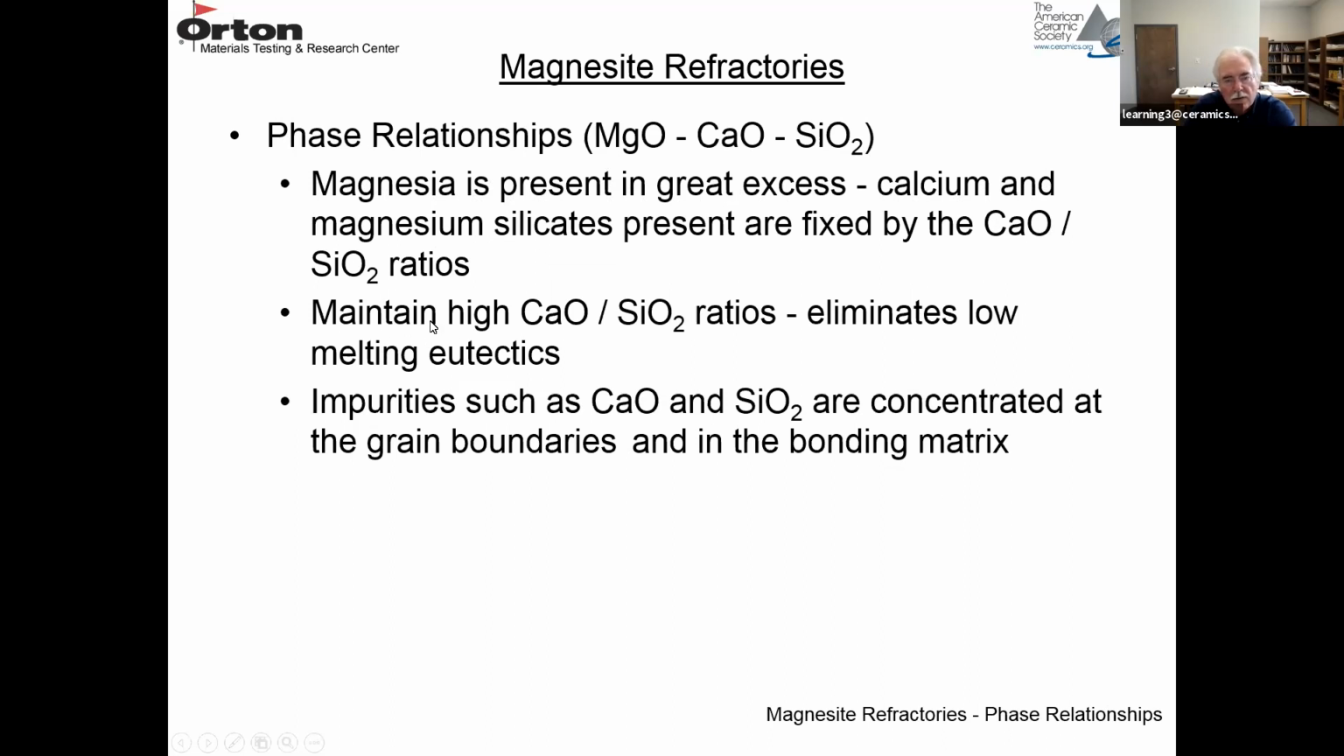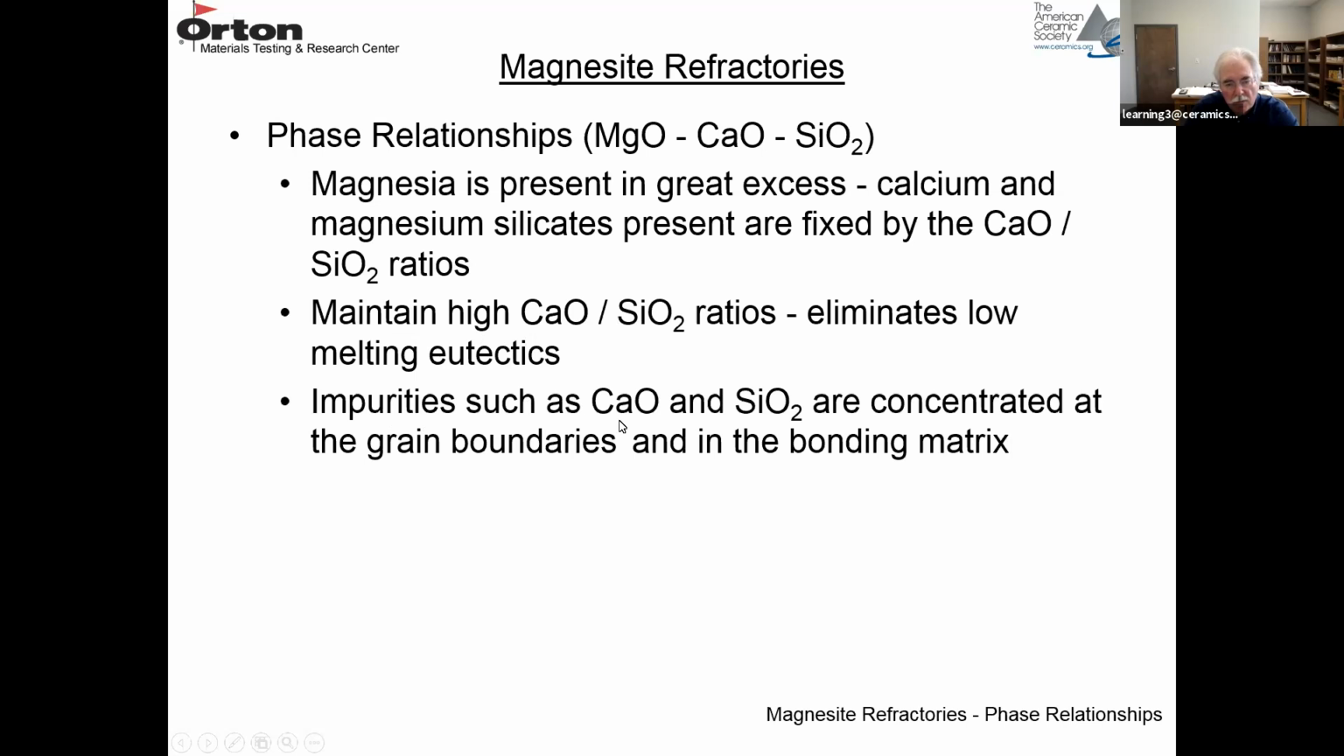In order to keep MgO as a high temperature refractory, you have to maintain a high ratio of CaO to SiO2, because if it's a low ratio, you have low melting eutectics. So you need a higher lime concentration than an SiO2 concentration in the impurities to eliminate low melting eutectics.